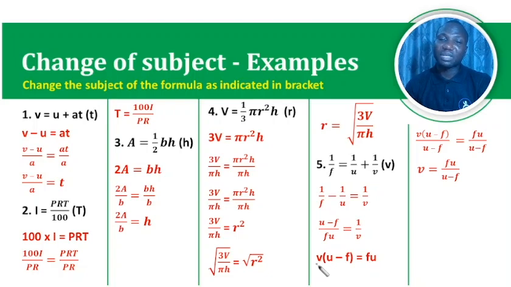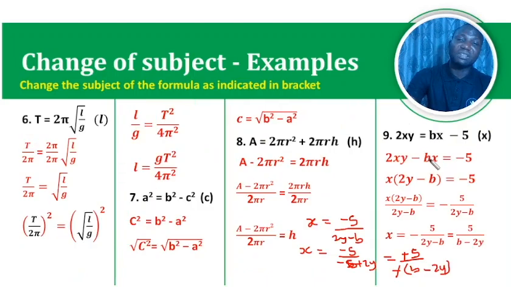Now don't forget our intended subject is this letter v. And the letter v now is multiplying this expression, u minus f. What is the inverse of multiplication? Division. Very good. So we divide both sides by u minus f. So u minus f here will cancel this u minus f, and we'll be left with v is equal to fu all over u minus f. Boom. And that gives us the subject v.